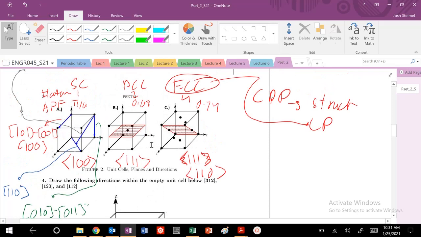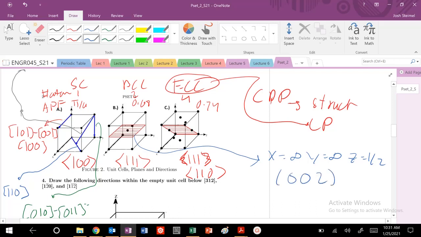So let's go ahead and now do the planes. Well, what's our protocol for our planes? So I want to take this over here. What are my intercepts? It's going to be x is infinity, or parallel, y is infinity, and z is equal to a half. So I do the reciprocal, so it's going to be 0, 0, 2. That's it.